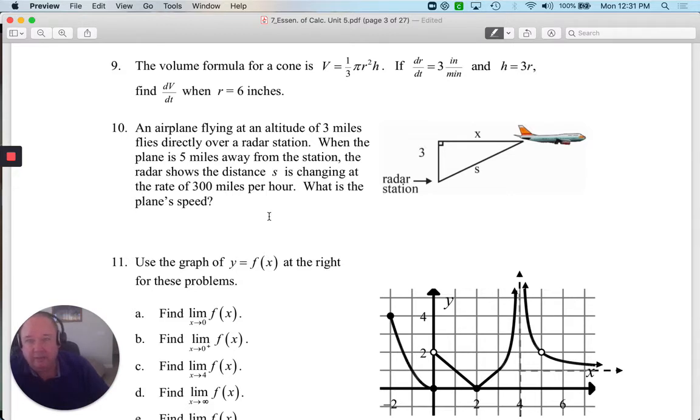So when the plane is 5 miles away from the station, I want to make sure that's s. So s is 5 miles. It says the rate of s with respect to time is 300 miles per hour. That's a rate. And my goal is, what's the plane speed? In this case, that's dx by dt.